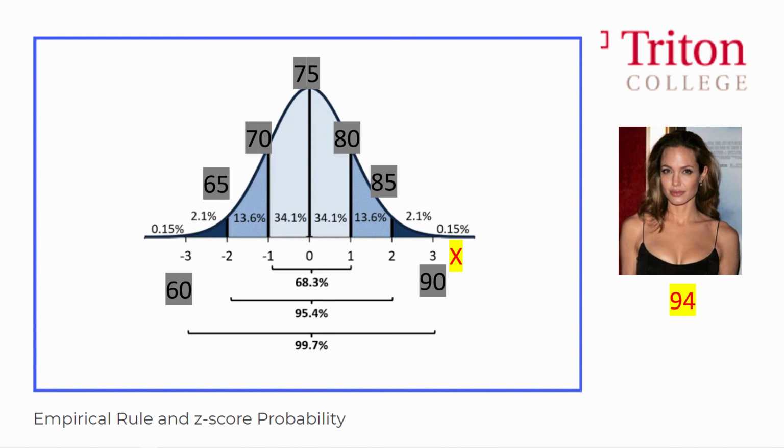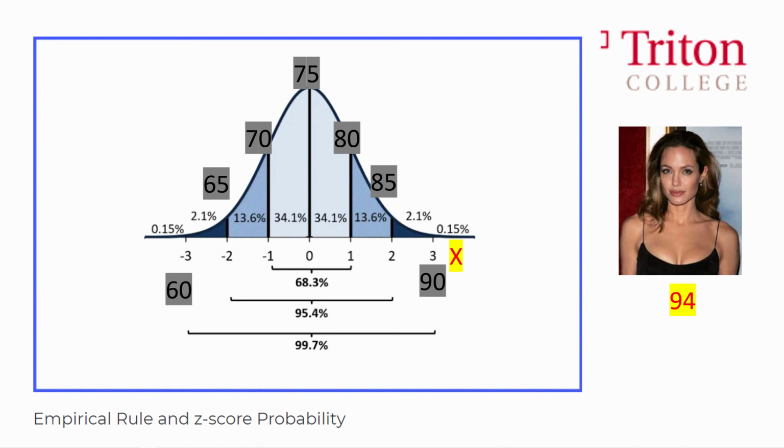75 is in the middle. It's our mean, right? So 50% of our observations are going to be below our mean, and 50% are going to be above. You already know that. So I put some numbers here on what we have for 1 standard deviation below and above, 2 standard deviations below and above, and 3 standard deviations below and above, right?